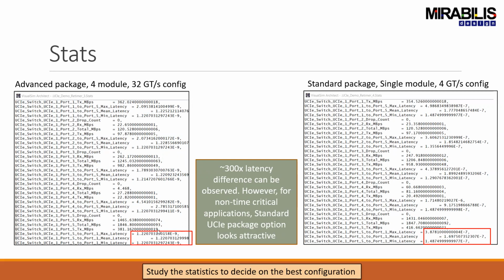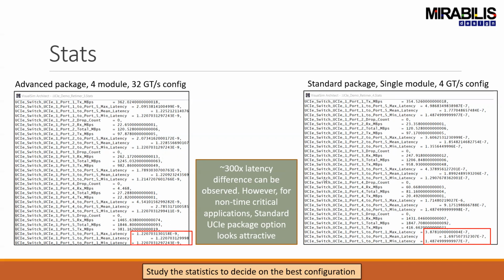So here, for example, this one is with an advanced package 4 module. You see it's about 1.2 E minus 9, so about 1.22 nanoseconds across the interface. But here you notice it's almost 400 nanoseconds. So you're going from about 1.22 max latency to almost 400 nanoseconds. So it's a huge difference that can be observed between these two packagings.